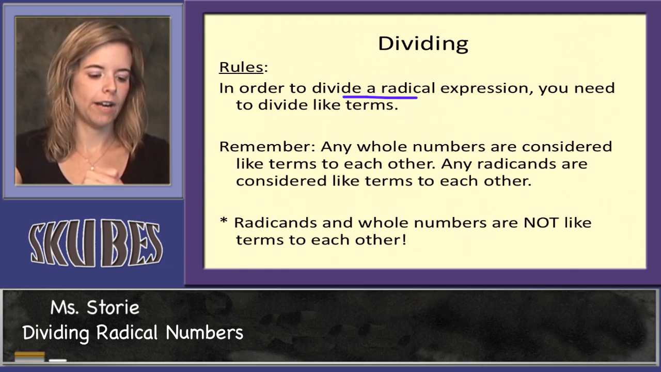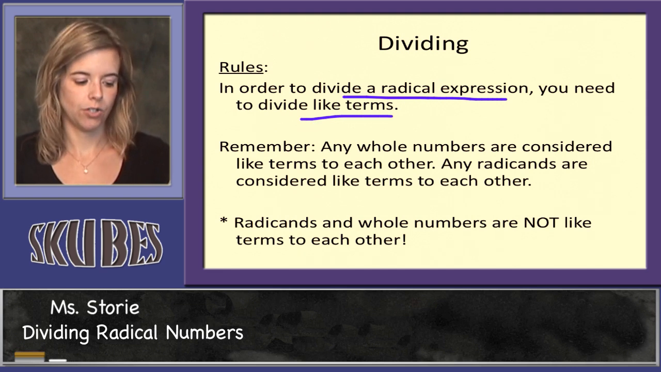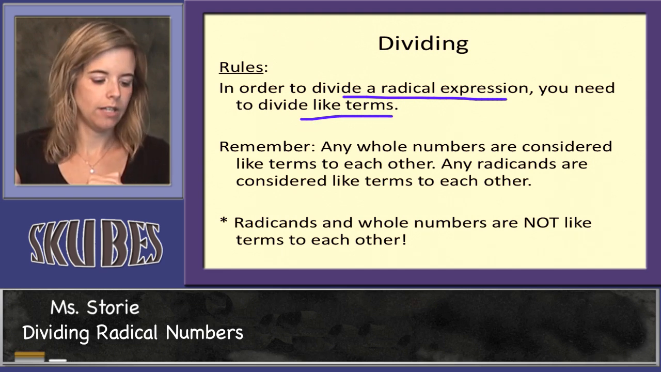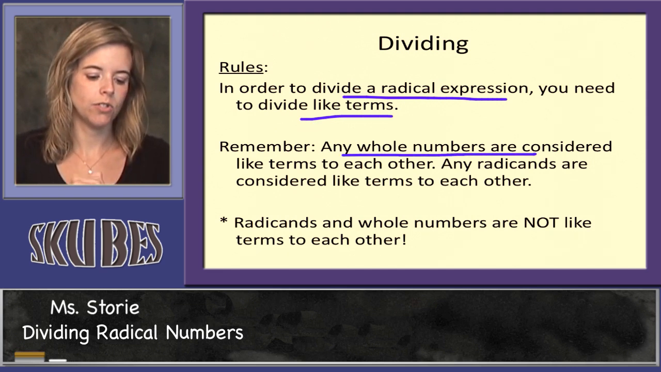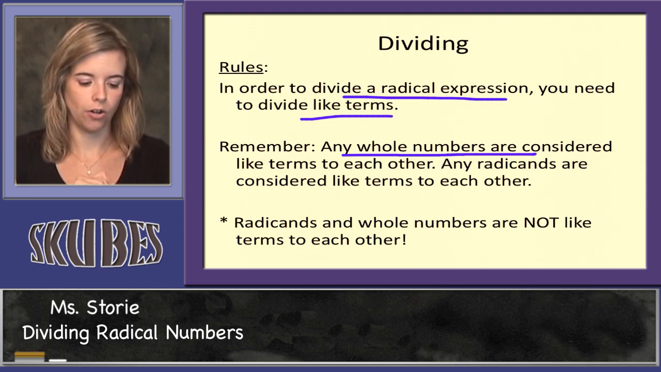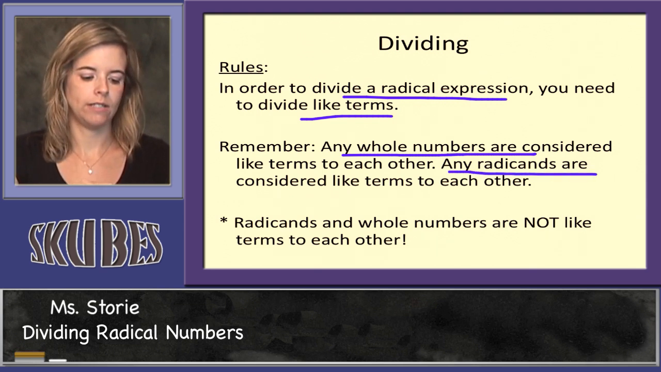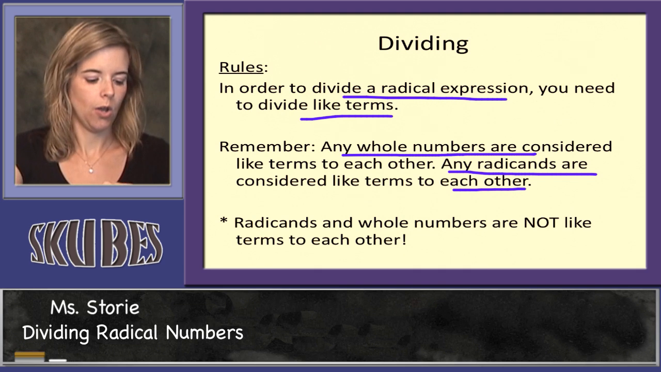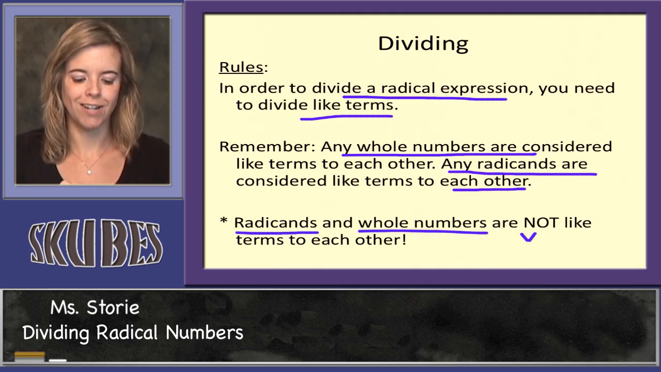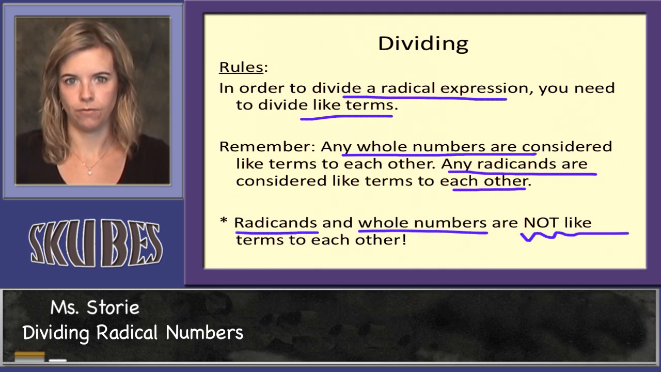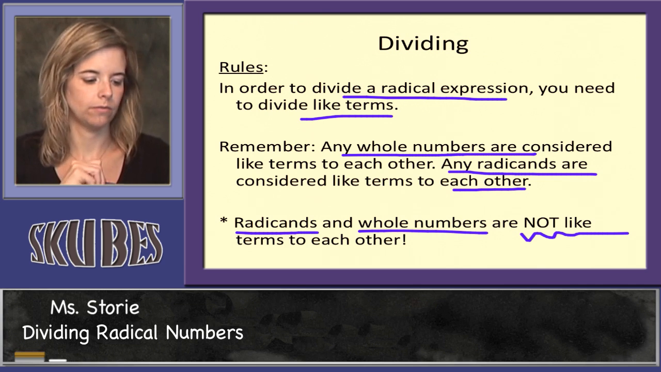First, in order to divide a radical expression, you need to divide like terms. And remember, like terms, any whole numbers are considered to be like terms to each other, and any radicands are considered to be like terms to each other. Radicands and whole numbers are not like terms to each other. They're totally separate from each other.